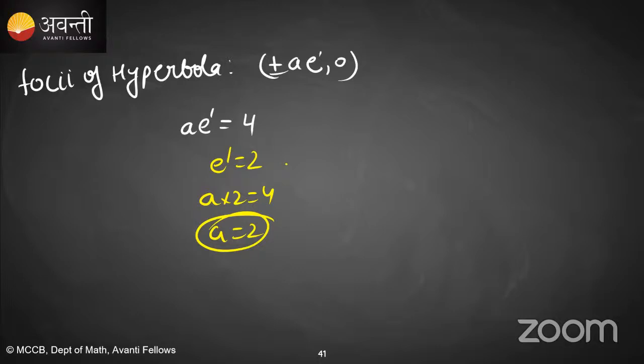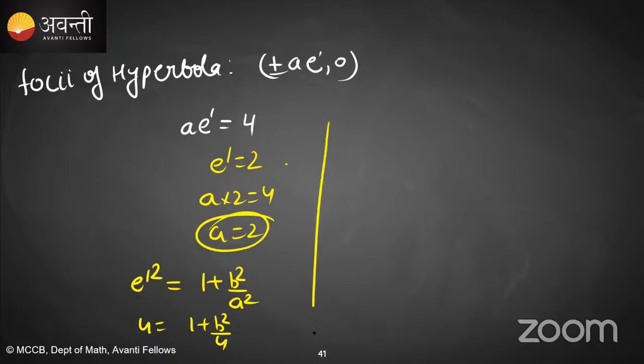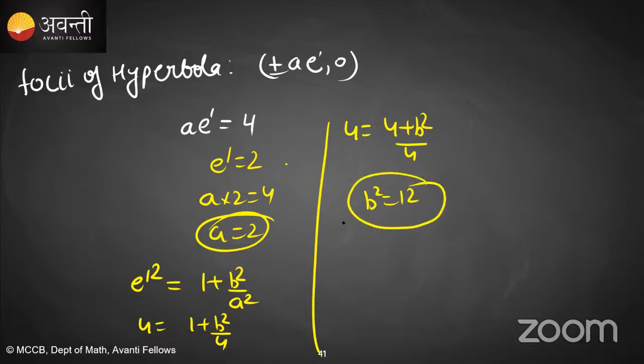For the given hyperbola we know e dash and we know a, so we can find b. The eccentricity squared of the hyperbola is 1 plus b square upon a square, and the eccentricity of the hyperbola is 2. So 4 is equal to 1 plus b square by 4. So from here 4 is equal to 4 plus b square upon 4, and b square is 12. And a square is 4. Is this clear, everyone?